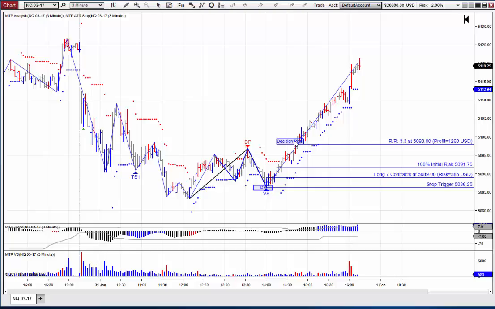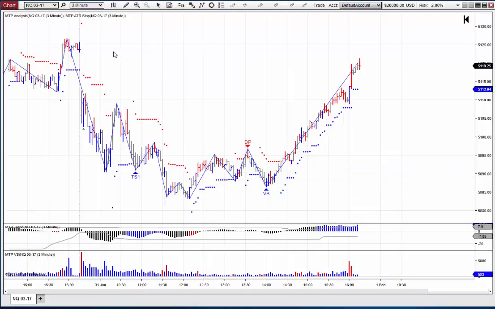Therefore, rather than coming out at the first target, we use our ATR stop, which is our blue dots here, to run the trade, and that means you'd have held the trade right up into the close there for an approximately 11R profit. So an absolutely massive trade there on the NQ. Why did I like this one in particular?